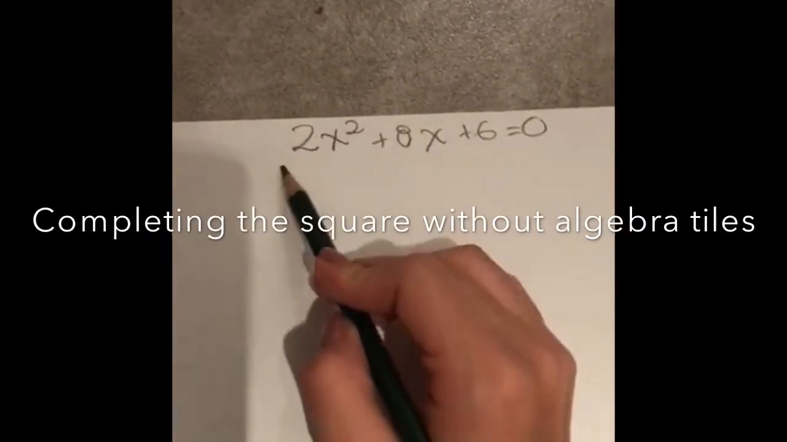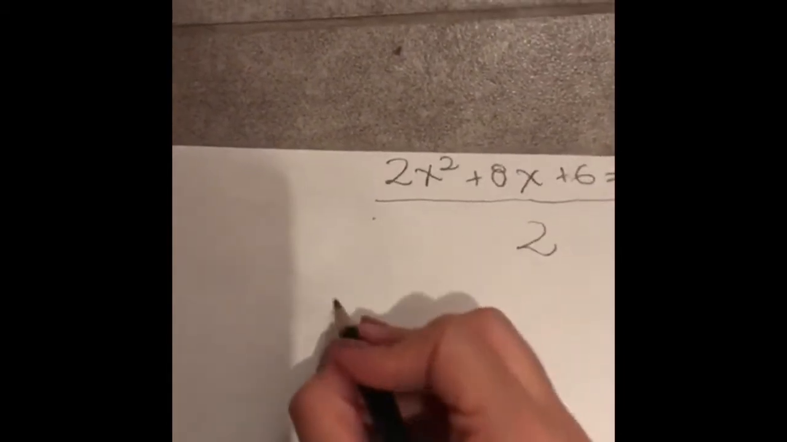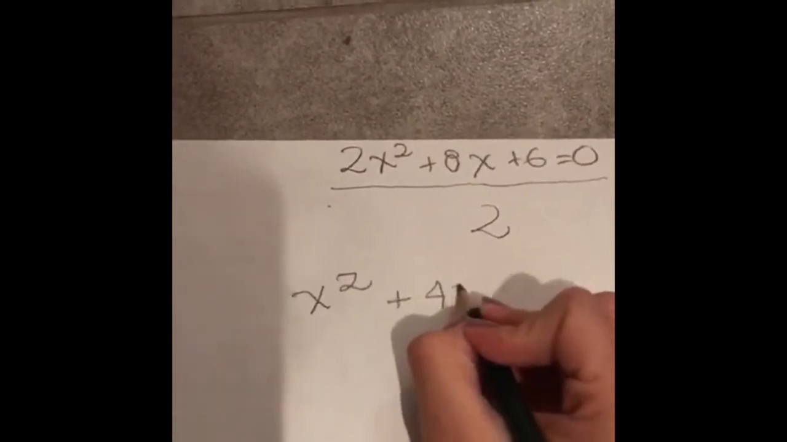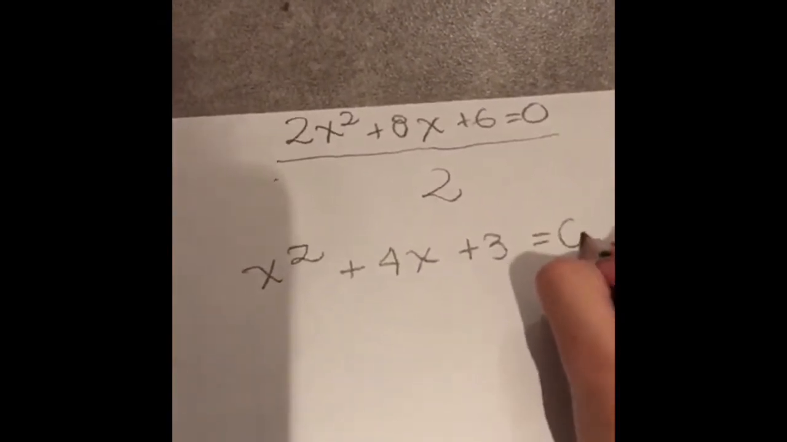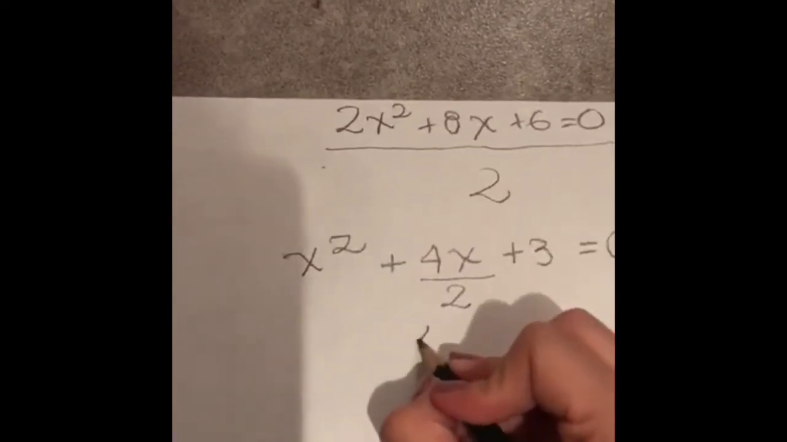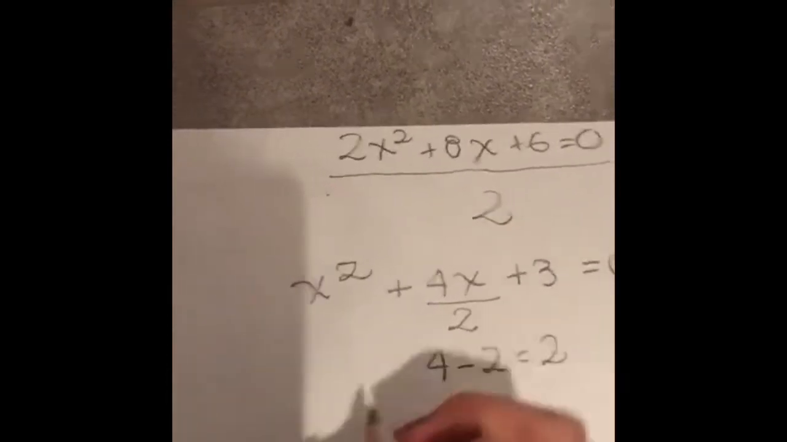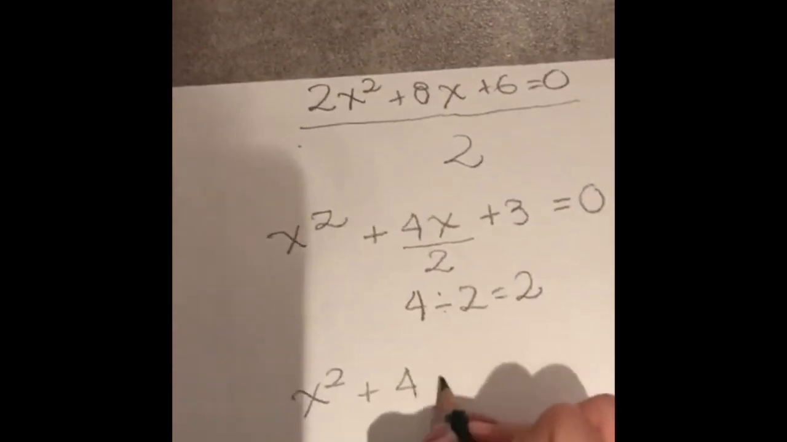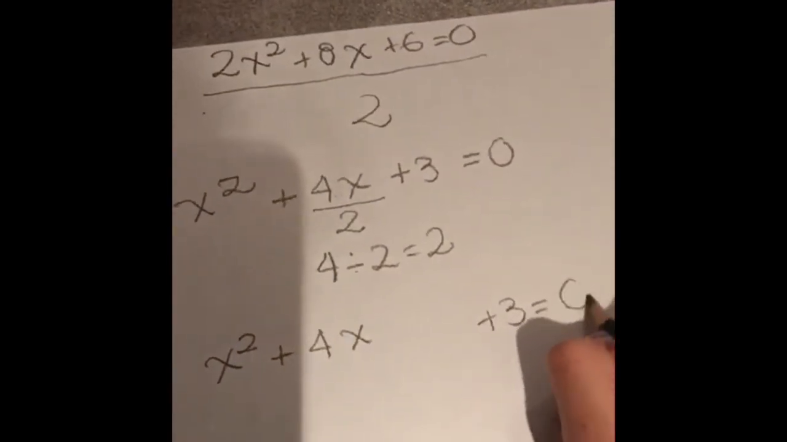This is the same example, but we're going to answer it without the algebra tiles. So we start the same, we divide it by 2 to make it easier to solve. Then we have x squared plus 4x plus 3 equals 0. Then we're going to divide the 4 by 2, and then we're going to square it to find the c of the perfect square. We're going to find another number that is going to complete the square.